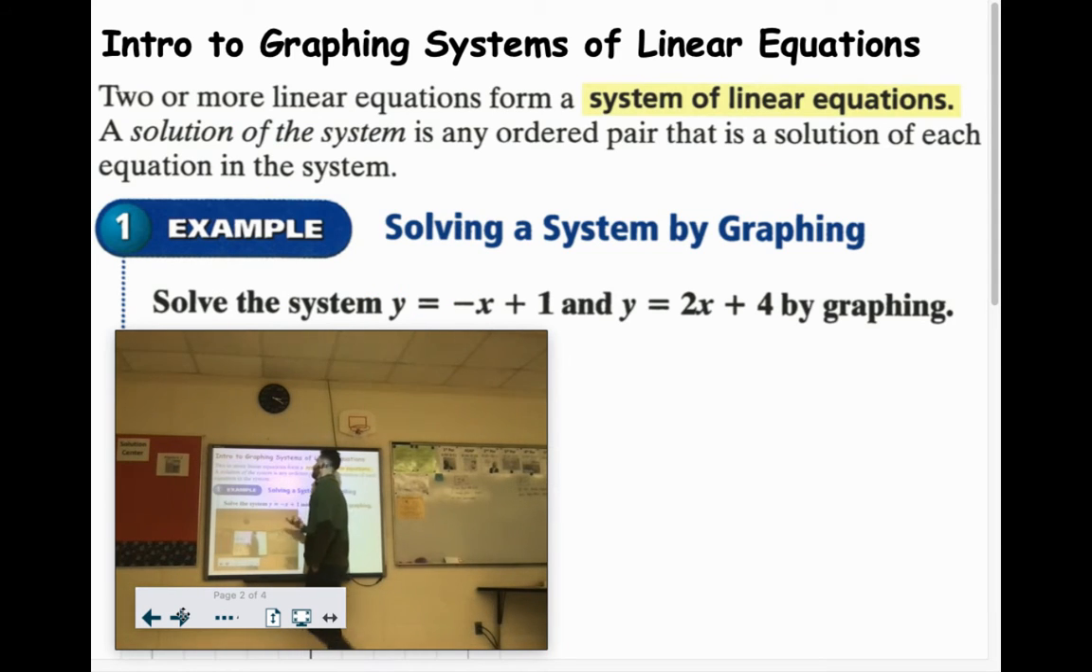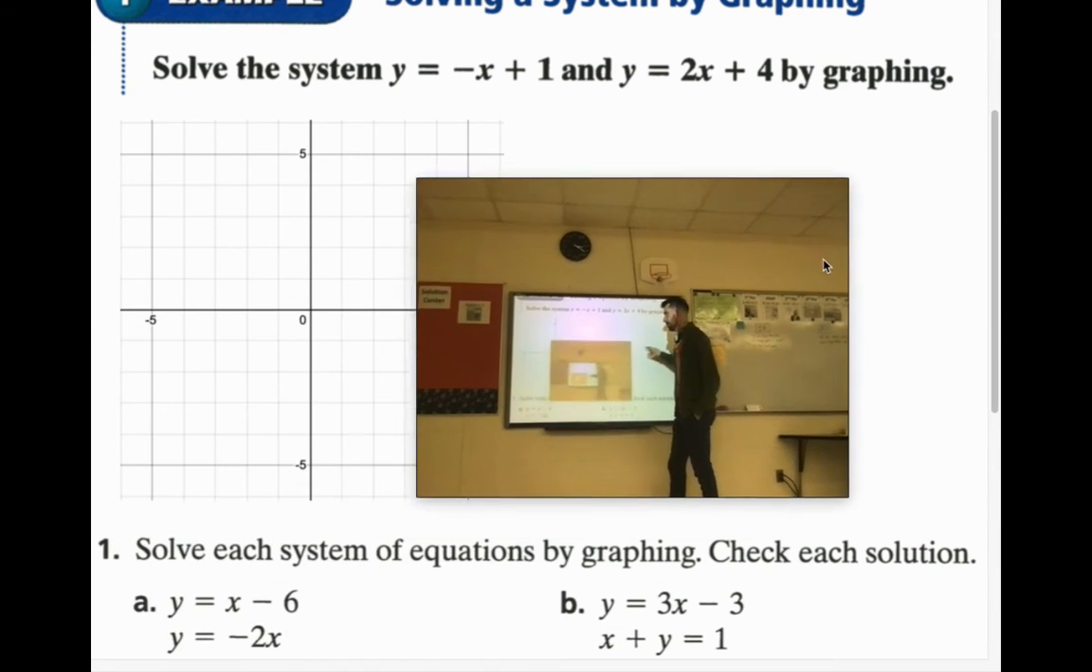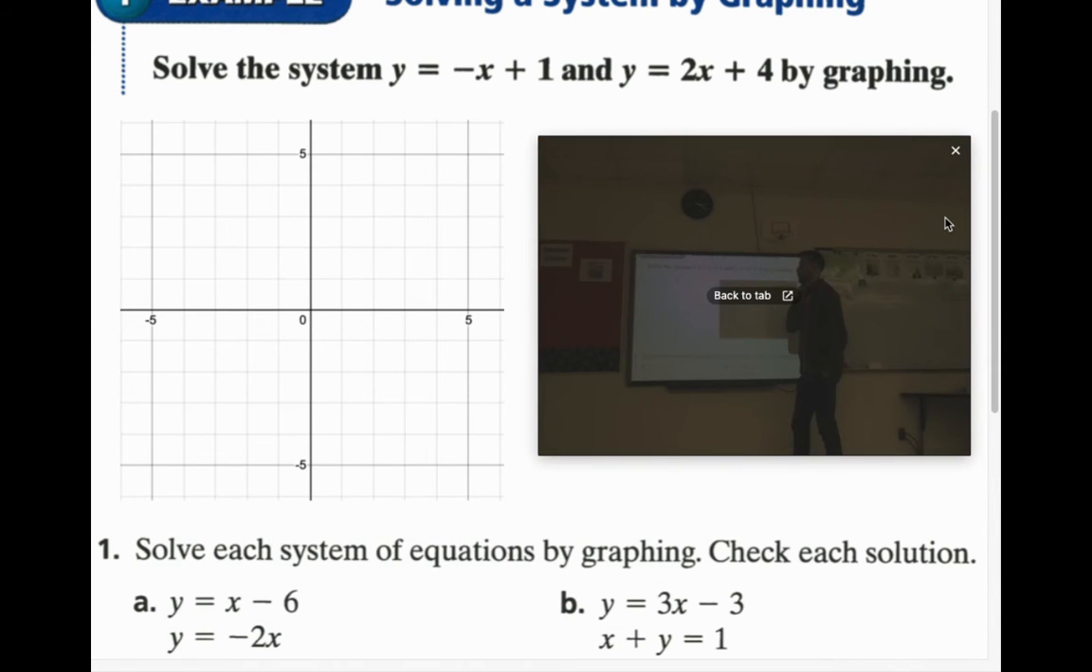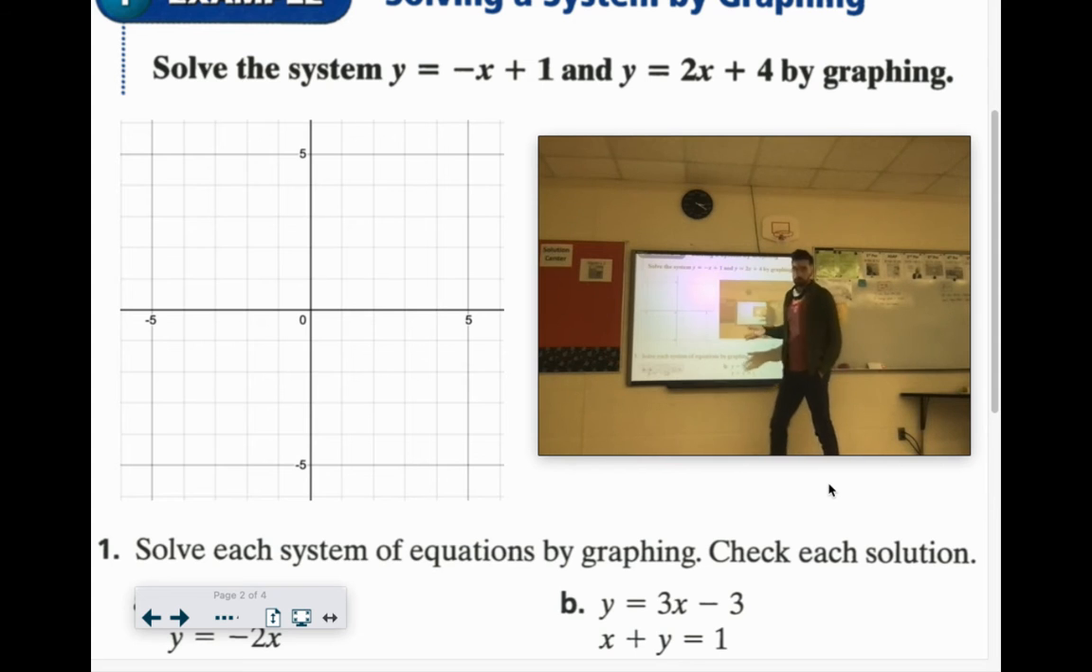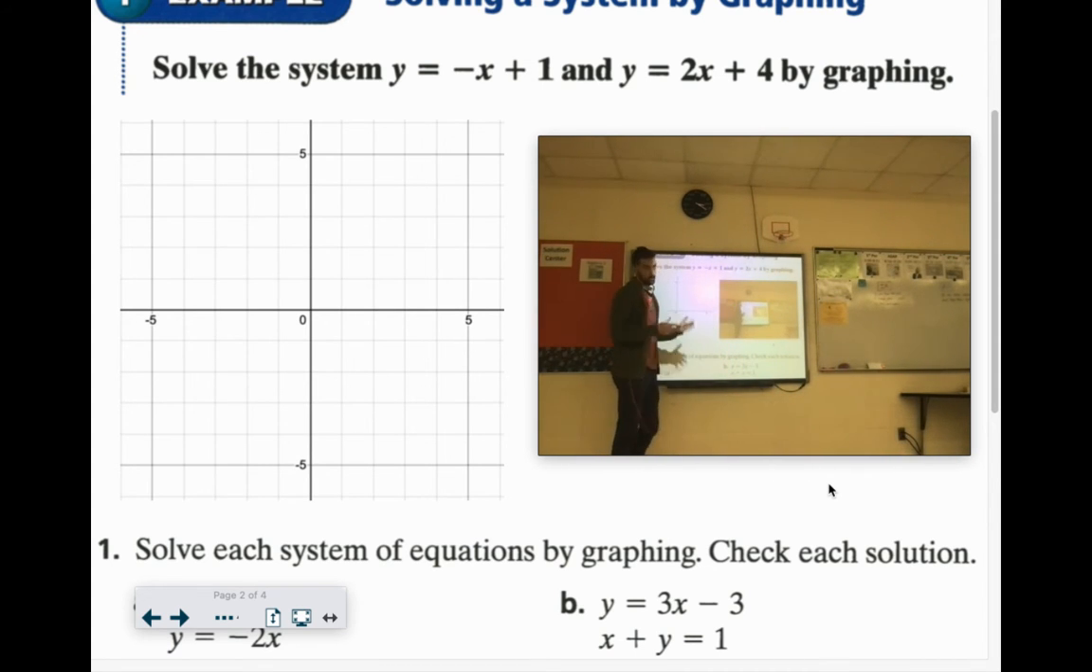All right. So again, now we're going to have this system of equations, and we're going to solve them by graphing. You're going to learn other techniques that you can solve these with later, but graphing is a pretty easy way to find the solution. You graph them both on the same graph and see where they intersect each other. So y equals negative x plus 1. Go up 1, and then the slope is negative 1, so down 1, right 1.